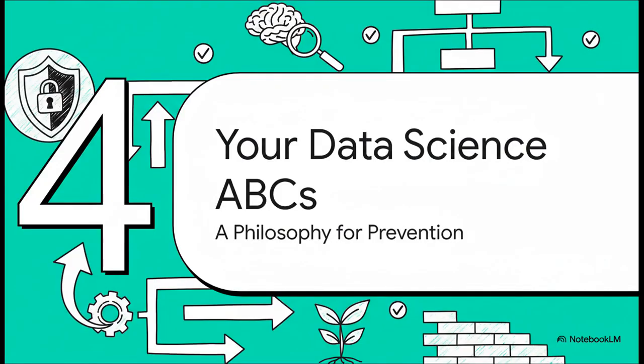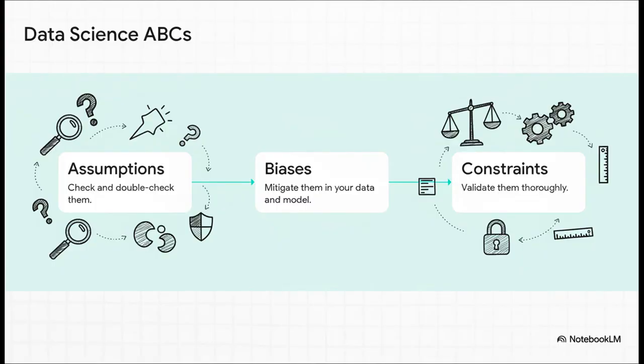Look, fixing these problems after the fact is great, but you know what's even better? Preventing them from happening in the first place. And that really comes down to having a solid philosophy from the very beginning. And honestly, it's as simple as your ABCs. A, always check your assumptions about the data. Don't just assume it's perfect. B, be aware of and actively work to reduce biases, both in your data and in your model's logic. And C, understand and validate the constraints of your problem. Stick to these basics, and I promise you'll save yourself a world of pain down the line.